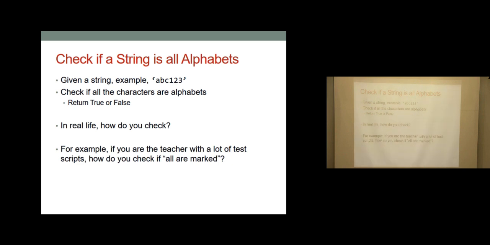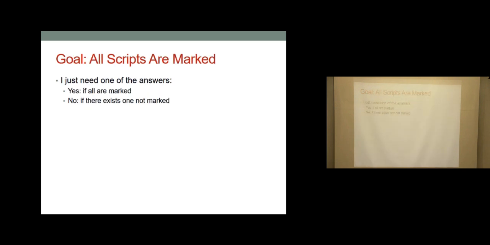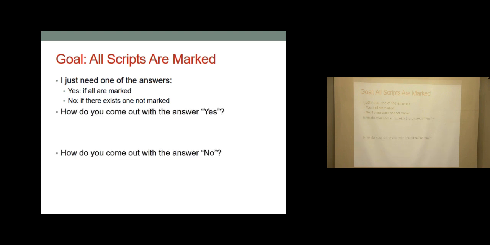So let's try another example. Let's say, because we are marking a lot of scripts, we have different piles of scripts. Some are marked, some are not marked, and we may mess up. The question is, if I give you a pile of scripts, how do you check if the pile is all marked? Very simple, I just need the answer. The answer is either the pile of script is all marked, finished, or some of them is not marked.